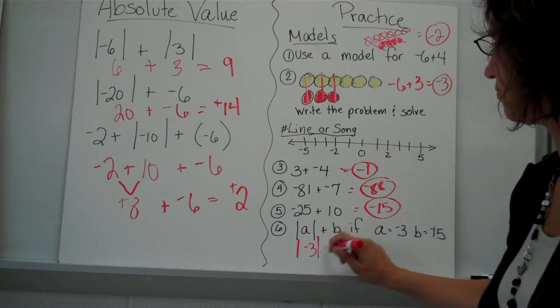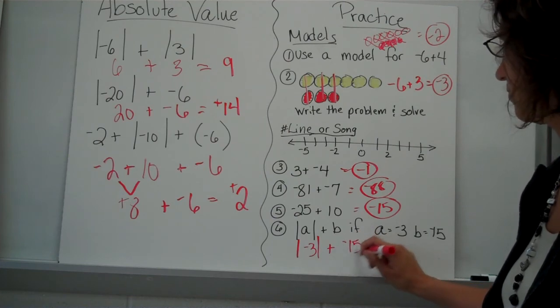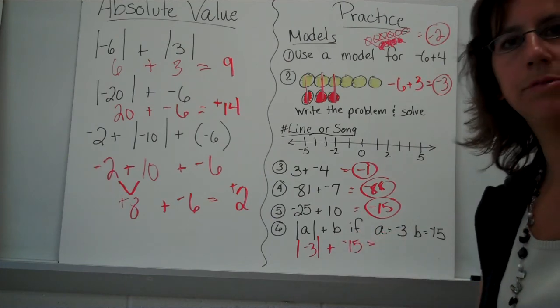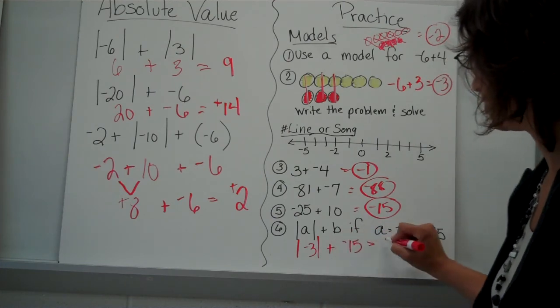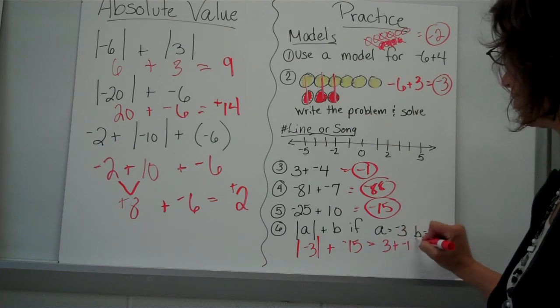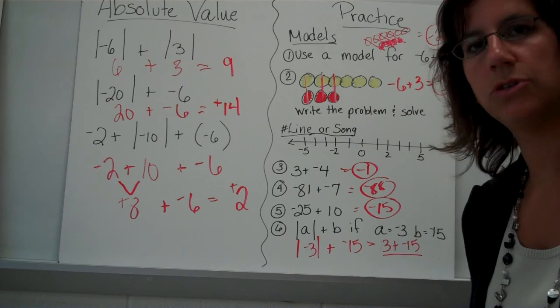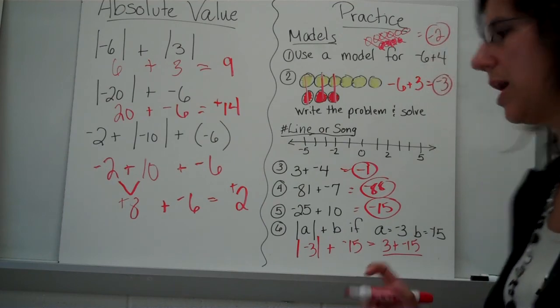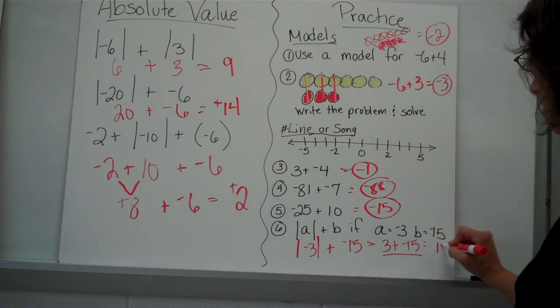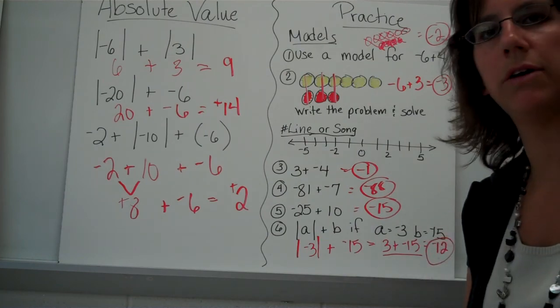So you're going to put the negative 3 in here. All right. Absolute value of negative 3 is 3. So here's the math problem we're solving. Different signs. So you subtract and take the sign of the higher number. We're going to subtract. Higher number is negative. So our answer is negative 12.